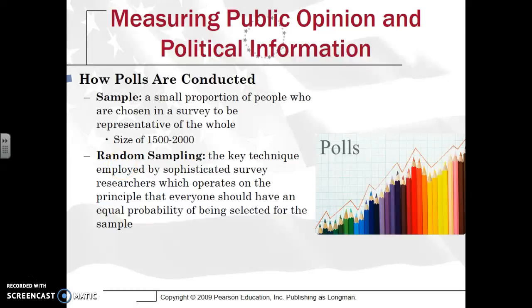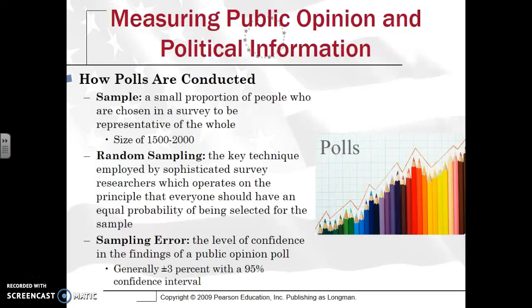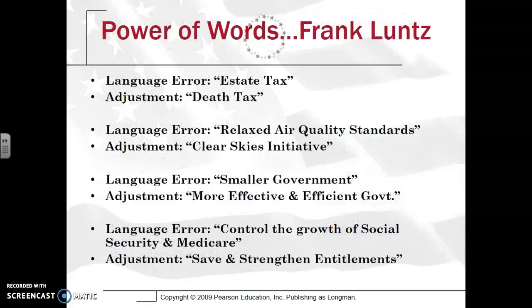Random sampling is very important to make sure that the polls you get are accurate, and that everyone has an equal probability of being selected for the sample, especially if you're going to generalize this to all Americans. When these polls are conducted, if you look at a recent poll, there is something called the sampling error, the level of confidence in the finding of a political or public opinion poll. Generally, there's a plus or minus 3% sampling error with a 95% confidence interval, meaning they are 95% sure that these polls are accurate based on the ways they conducted it.